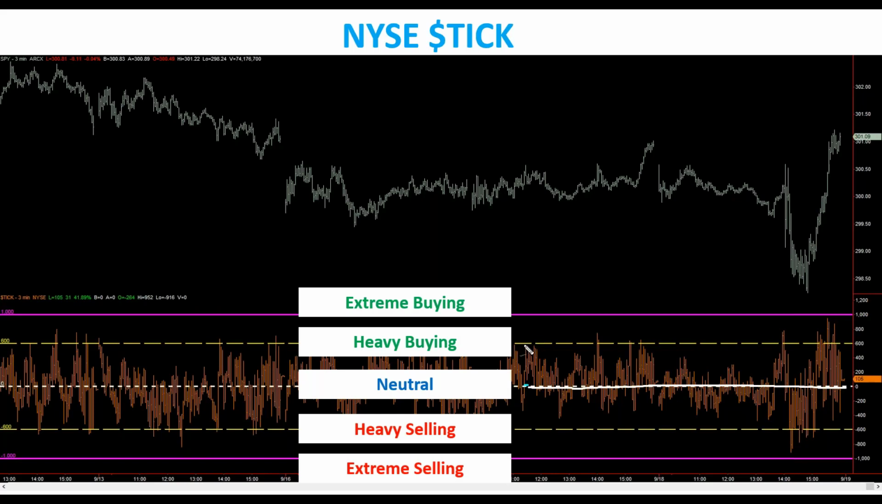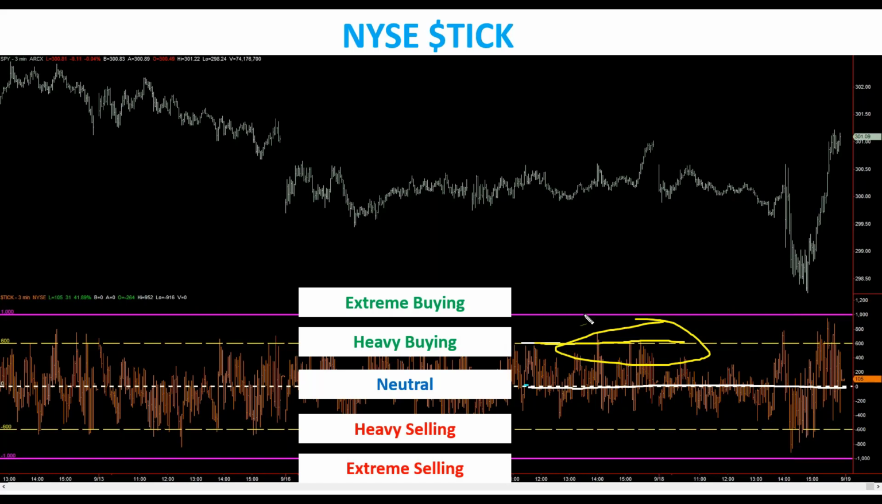Above that, you'll notice there's an upper yellow line here at the top. I'm going to go ahead and circle this right here. This is at plus 600, and this is where people will generally consider heavy buying activity to be taking place, for NYSE TICK readings in the plus 600 level.